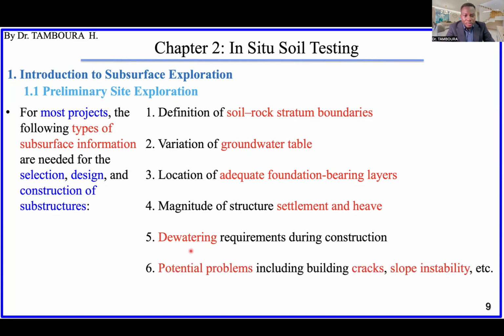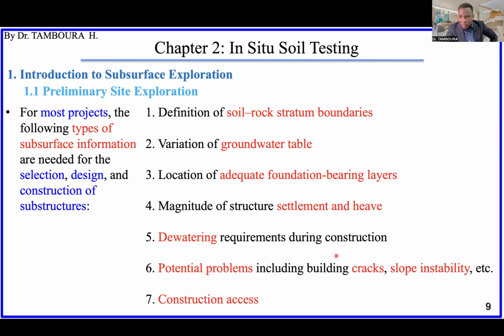Number 6, the potential problems that you may have, including building cracks, slope instability, and any other thing. By doing that, you may check if you will have any problem of this type during your construction.